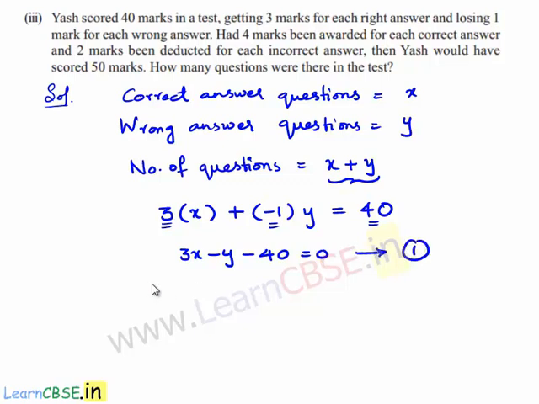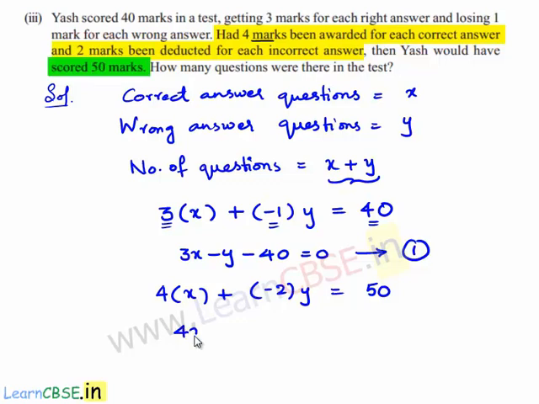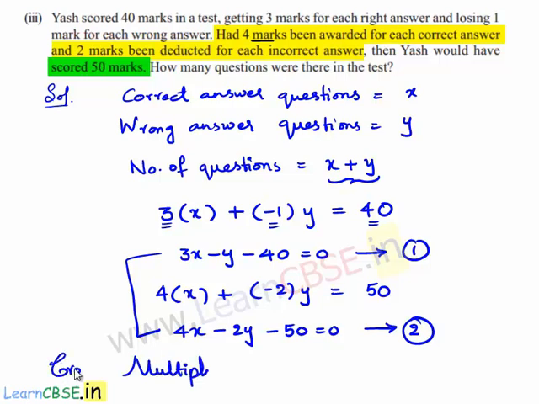So according to the second condition, 4 marks will be awarded for each correct answer and 2 marks will be deducted for each incorrect answer. So we can write 4 times x plus minus 2 times y is equal to 50. That is 4x minus 2y minus 50 is equal to 0. Let this be equation number 2. Now we are required to solve equation number 1 and 2 by the cross multiplication method.